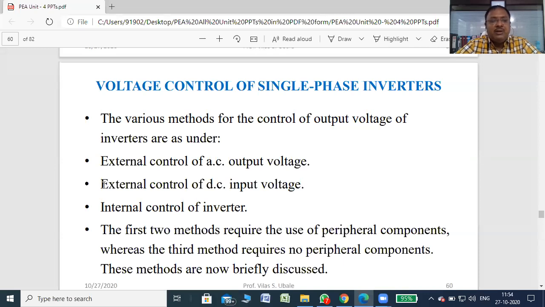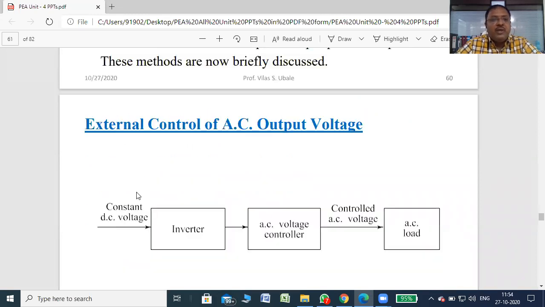And the third method is internal control of an inverter. Without any external peripheral or circuit components, you can control the output of the inverter inside the inverter itself, and that we have to see in this lecture. But before that, let's overlook the previous topic we have covered.